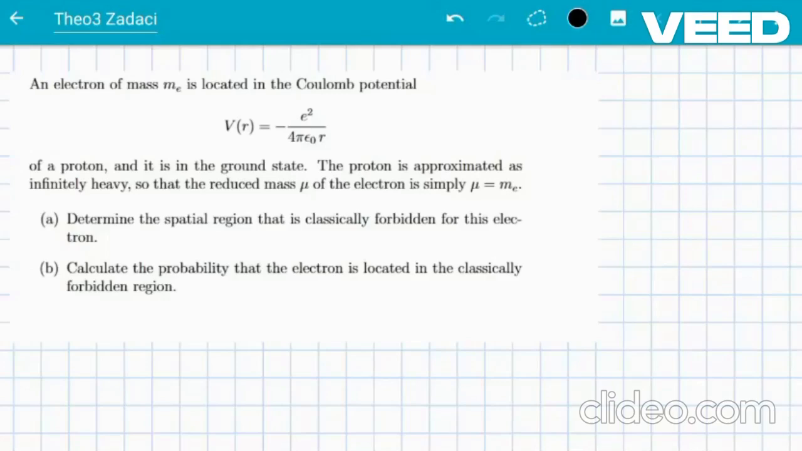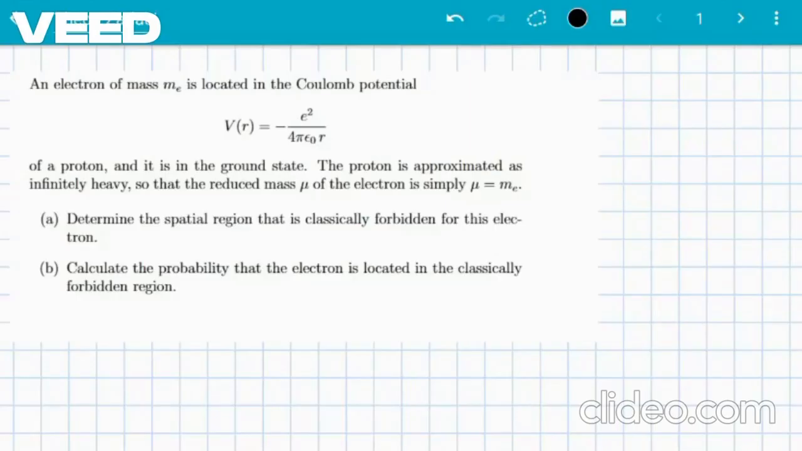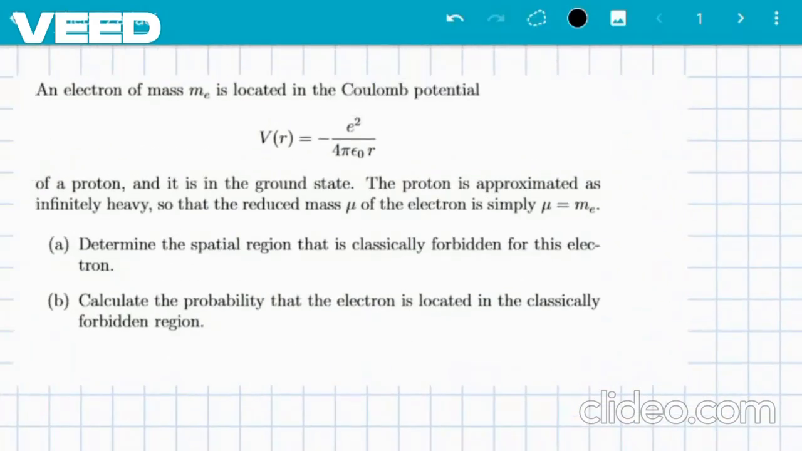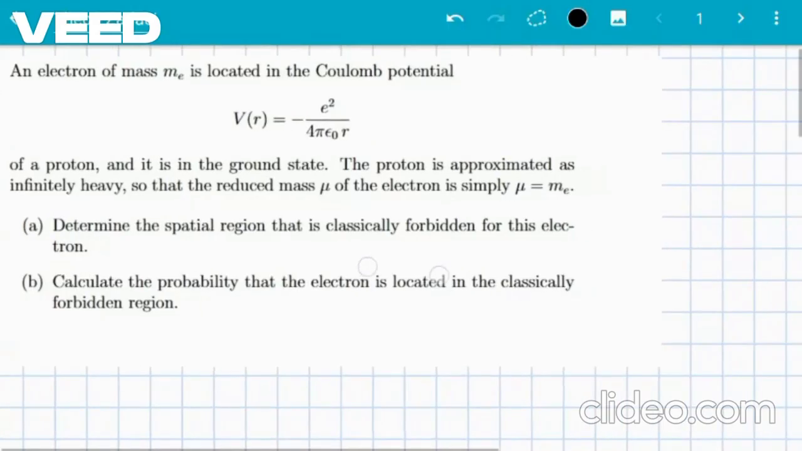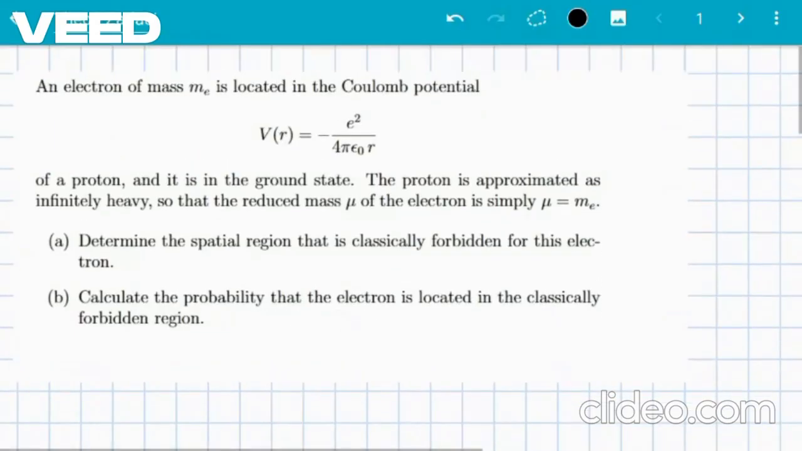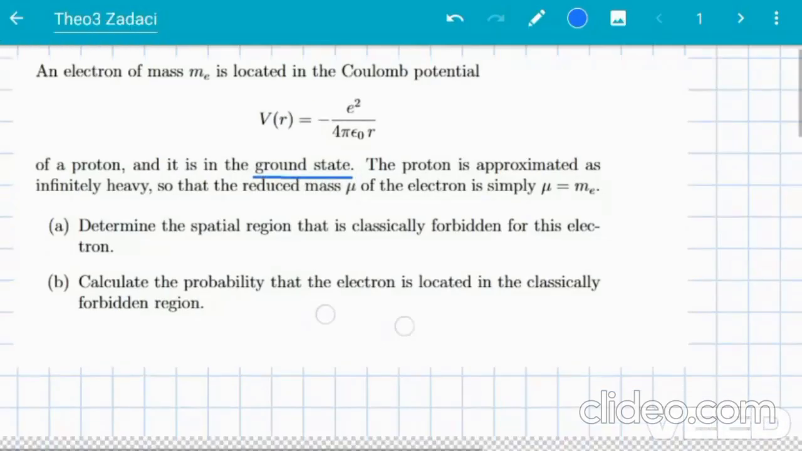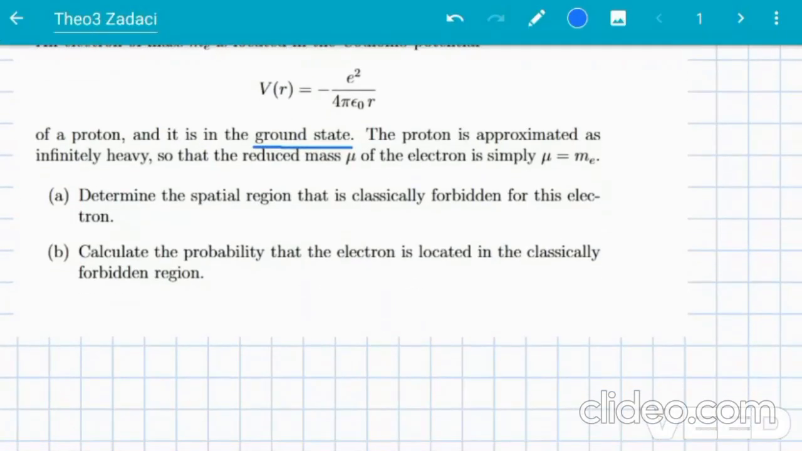So we have an electron of mass m_e that is located in a Coulomb potential, V(r) equals minus e squared over 4 pi epsilon naught r. The proton is approximated as infinitely heavy, so the reduced mass mu is just the mass of the electron. In part A, we're supposed to determine the spatial region that is classically forbidden. I also wanted to mention that the electron is in the ground state, which is given in the problem.